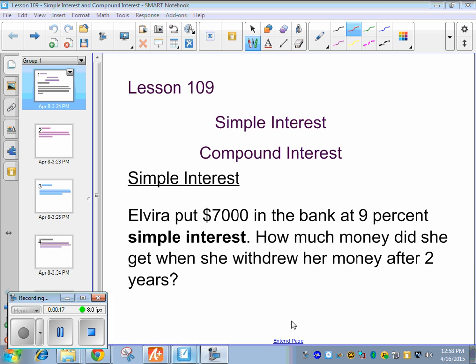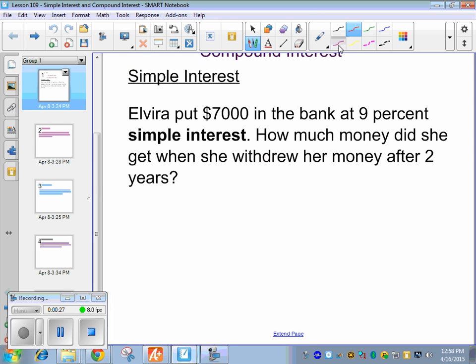Elvira put $7,000 in the bank at 9% simple interest. How much money did she get when she withdrew her money after 2 years? First of all, $7,000, that's your money. You put it in the bank. So I just want to know what I make in interest after, let's do first 1 year.